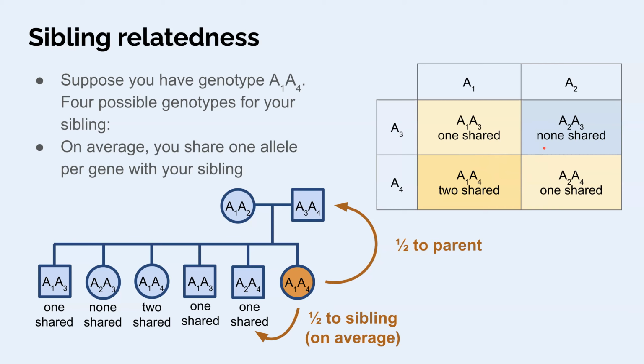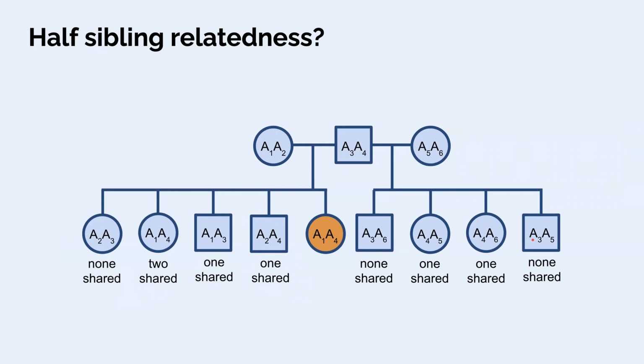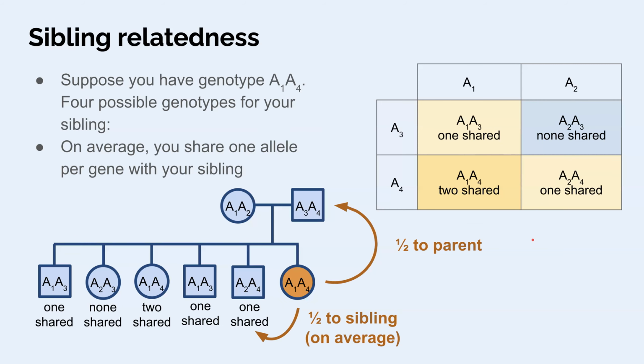Then it's also possible that you have none in common, that your brother or sister got allele 2 from mom and allele 3 from dad, and you did not get either of those. You would have no alleles in common with that brother or sister. So on average, if you take the average of 100% and 50% and 50% and 0%, those would average out to 50%.